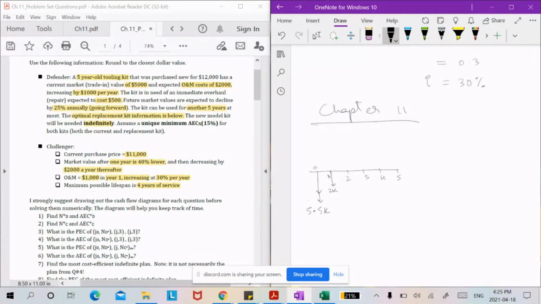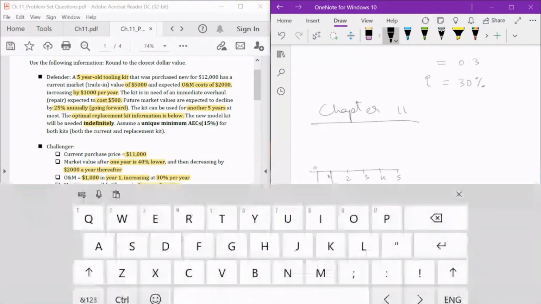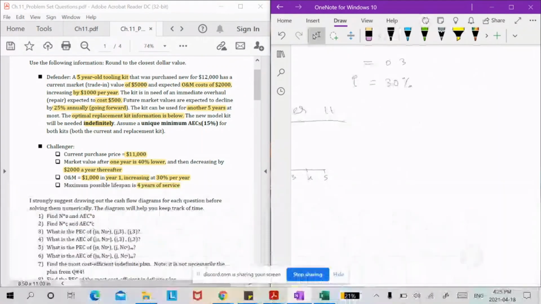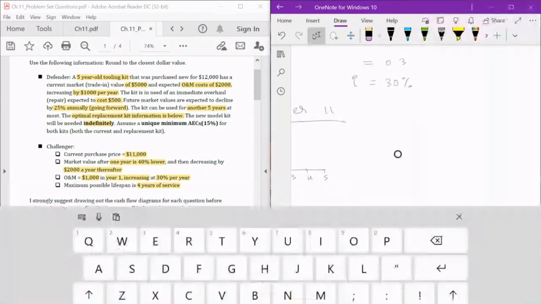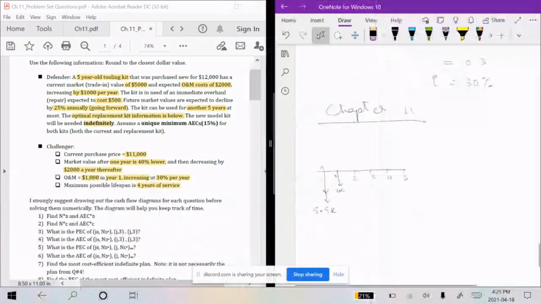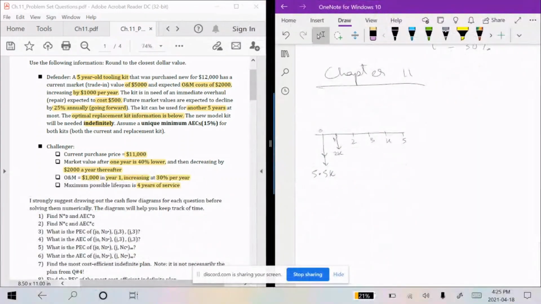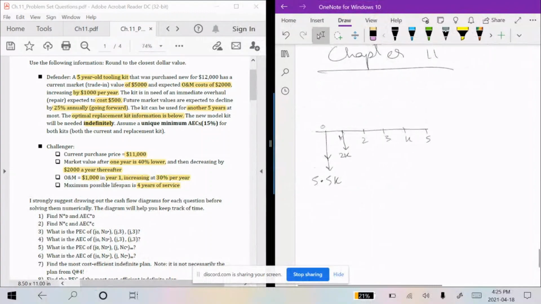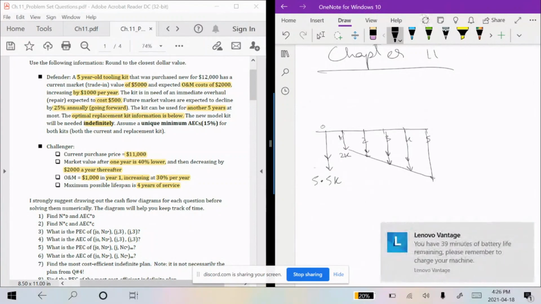And then in the second year, one second, let me try to change this. Okay, that should fix it. Hopefully. All right, it's 2K, and then it increases every year by 1,000. So it's going to be a linear gradient here. Something like this, increasing by $1,000 every year.